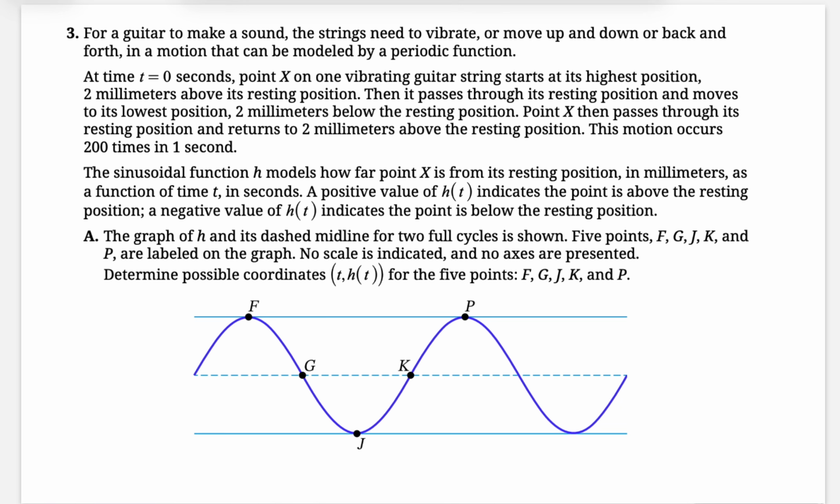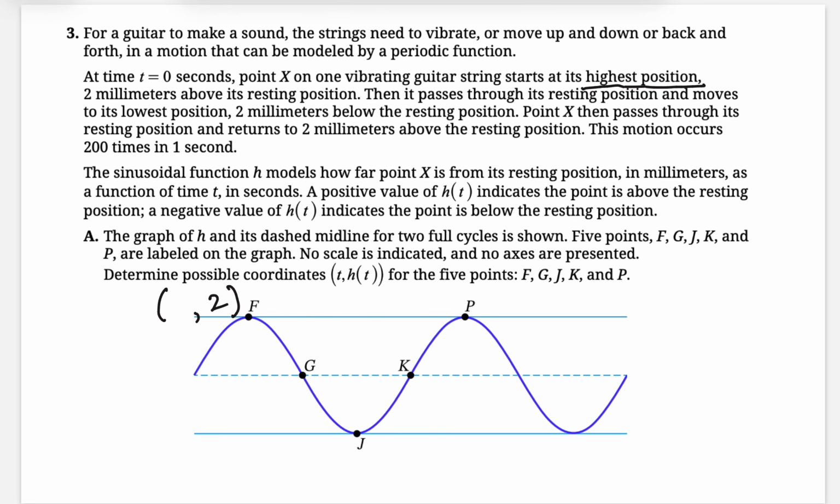Personally, as I read through, if I get a piece of information that can help me, I'm going to write it down. So it says that it's at the highest position, 2 millimeters above its resting position. So I know that point F is where the highest position is. So I know that right there is going to be 2.